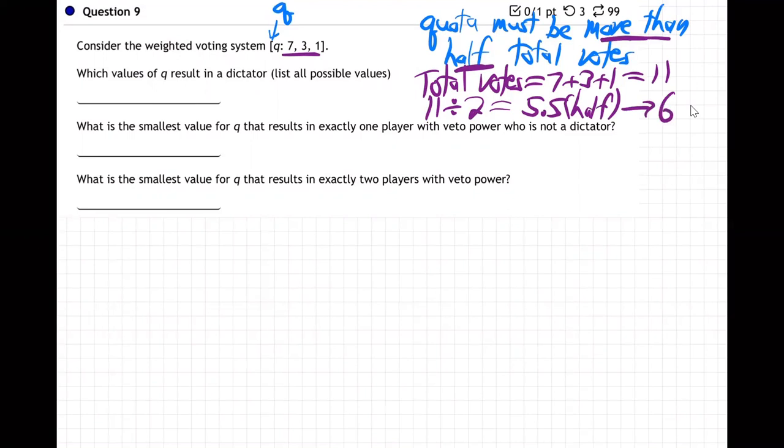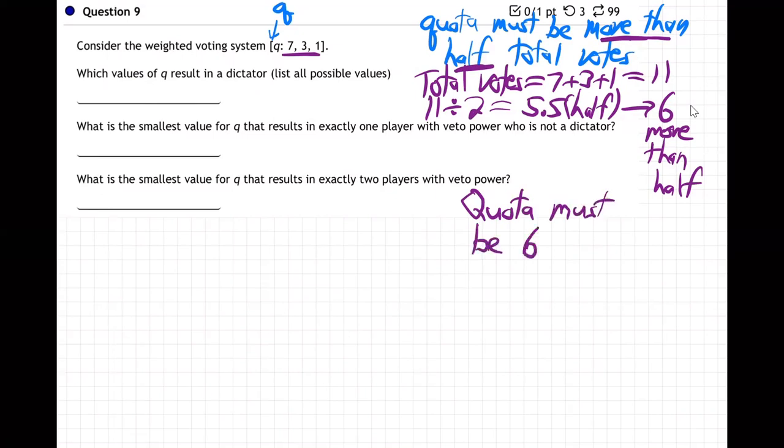So that means 6 is more than half. So the quota must be 6 or more, because it has to be more than half. Okay, so we can't go lower than 6. So what if the quota is 6? Will that result in a dictator?